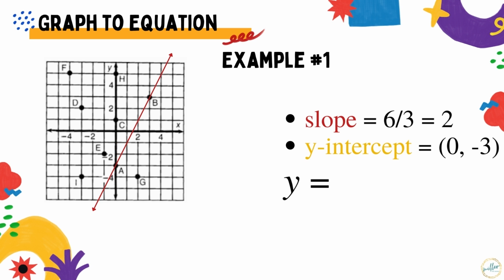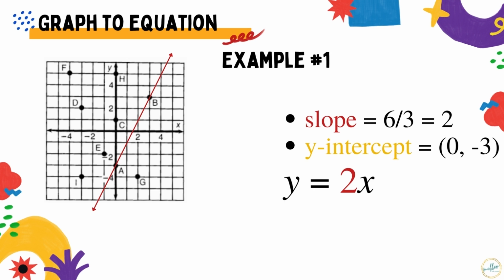Next, we need to find the y-intercept. That is the place where the line crosses the y-axis. If we look carefully, we can see that that is the point (0, -3). And now we're ready to start writing the equation.